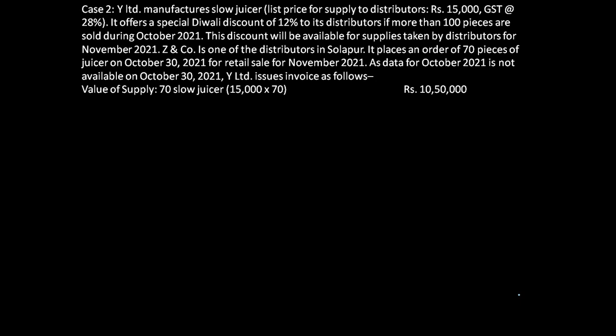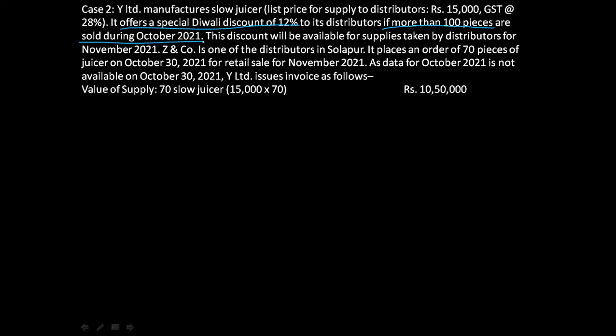It is written Y Limited manufactures slow juicer. List price for supply to distributors rupees 15,000. GST at the rate 28%. It offers a special Diwali discount of 12% to its distributors if more than 100 pieces are sold during October 2021. Look carefully at what it says here: this offer of special Diwali discount is available only if 100 pieces or more are sold during October 2021. There is a condition here. Only when the condition is satisfied, then only this Diwali discount is available.